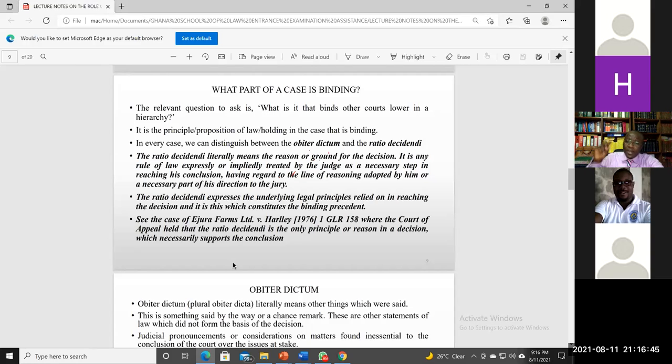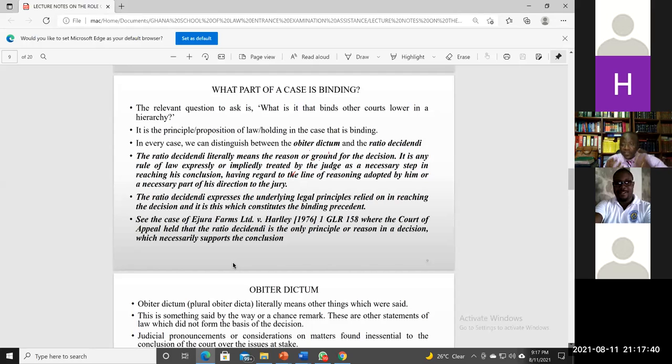But the fundamental question is, what is it about the previous case, the precedent, which is binding? That is why it is important for us to distinguish between what we call obiter dictum and ratio decidendi, because it is the principle of law, the proposition of law, the statement of law, or what they call the holding in the case that is binding. That is the ratio decidendi. Now, ratio decidendi literally means the reason or ground for the decision. And it is any rule of law expressly or impliedly treated by the judge as a necessary step in reaching his conclusion, having regard to the line of reasoning adopted by him, or necessary part of his direction to the jury.